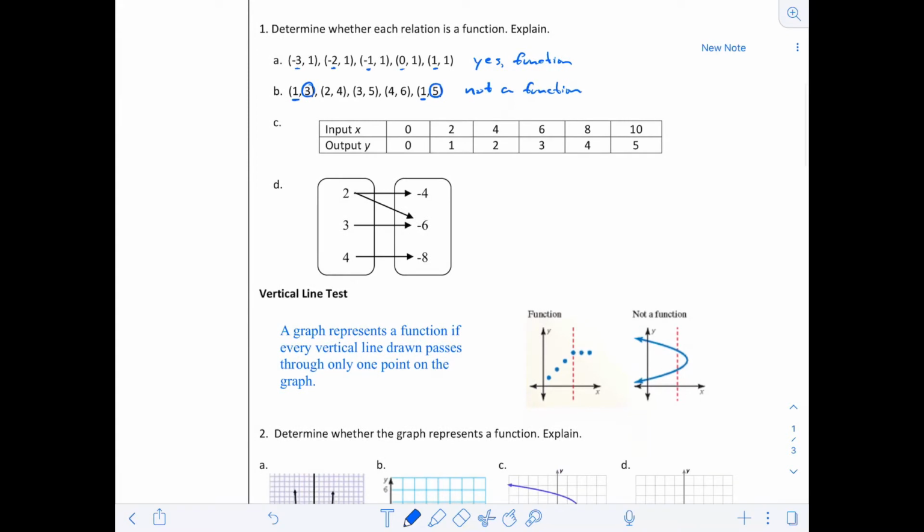All right, C, we have a slightly different representation now of a relation. But again, if you notice, the top row is the x, the bottom row is the y. And we could easily write these as ordered pairs. I could write this as an ordered pair 0, 0, or an ordered pair 2, 1, and so on and so forth. But again, as I look at the x's, I notice all of the x's are different. And immediately I know that this is going to be a function because each input is paired with a unique output. So yes, this is a function.